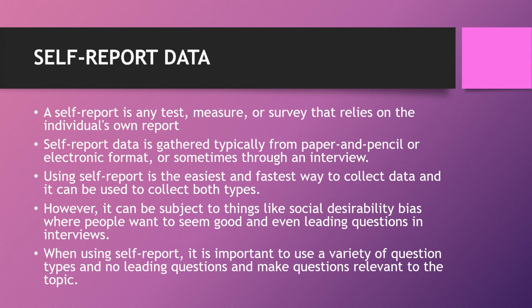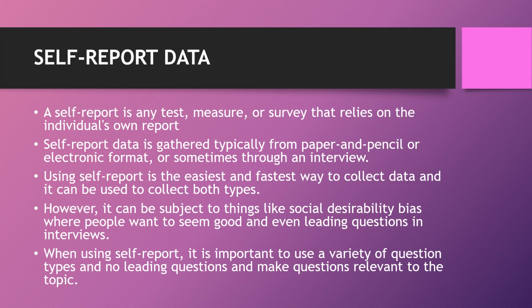It's gathered typically from questionnaires. They can be paper and pencils, traditional style. They can be in electronic format with the rise of social media. You can send out online resources, and sometimes they're done through various methods of interviews. Self-report data is usually the easiest and fastest way to collect data, especially with the ability to send them out online. And it can be used to collect both types of data, so you can get quantitative and qualitative data from the use of self-reports.